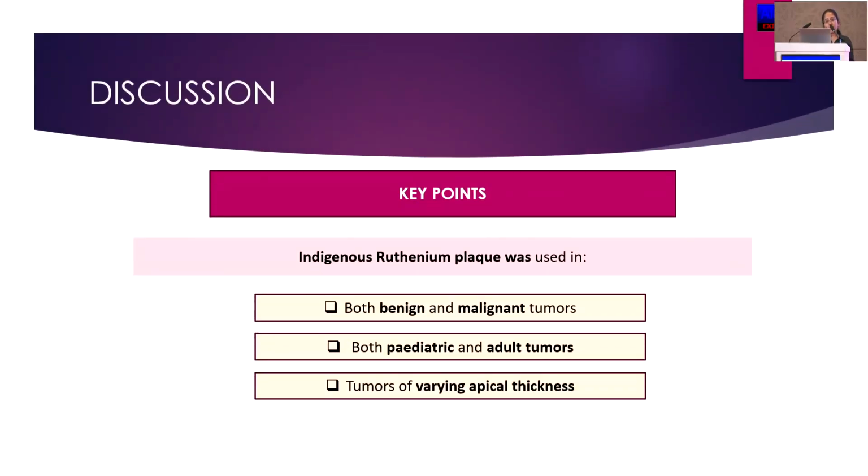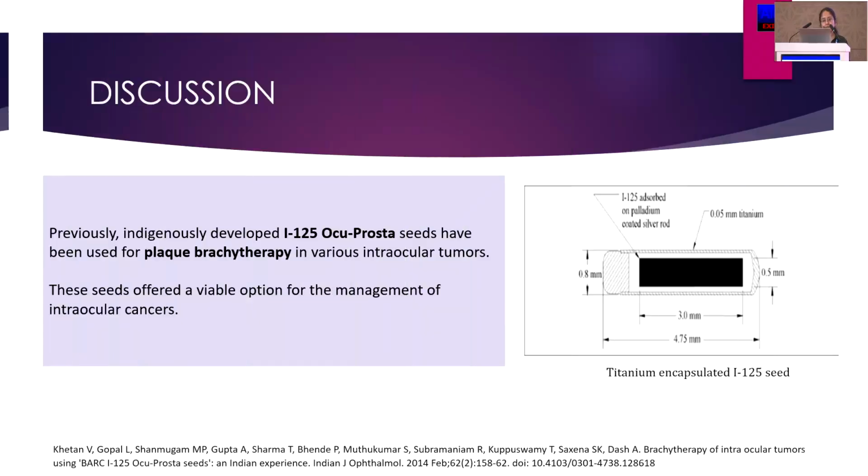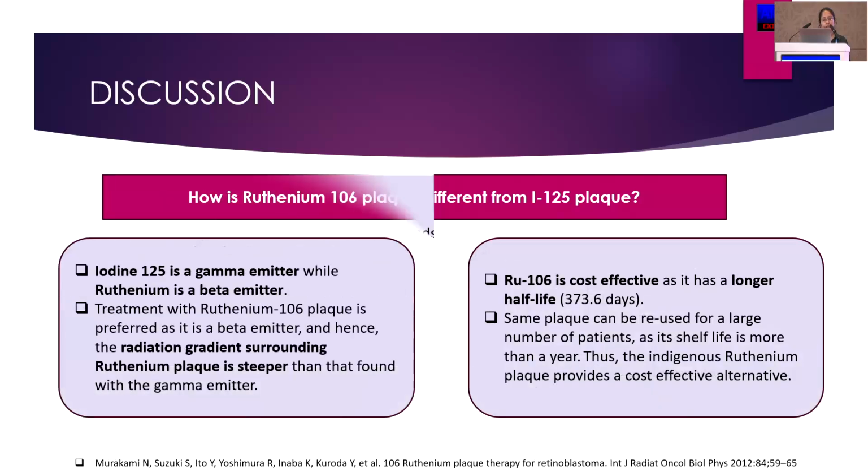The key points that I would like to highlight are that we treated both benign and malignant tumors. We treated both pediatric and adult tumors and tumors of varying thickness. Previously, we have indigenously developed AIOS2025 Ocuprosta seeds which have been used for plaque brachytherapy for various intraocular tumors. And these seeds offered a viable option for the management of intraocular tumors.